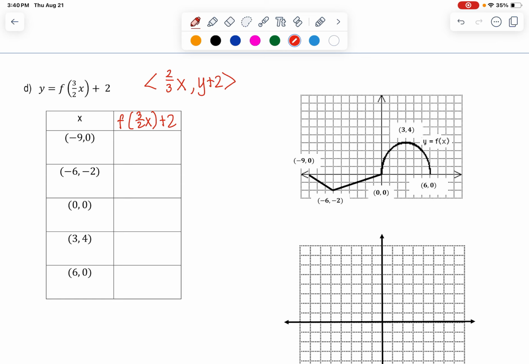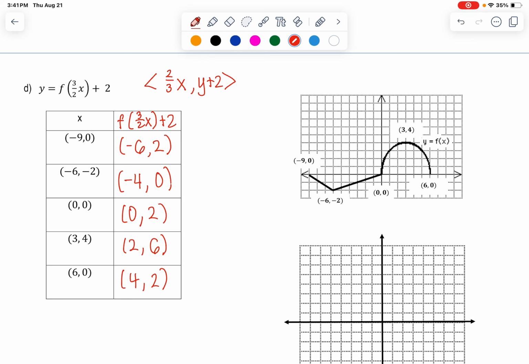All right. So for my x value, I'm going to multiply it by 2 and divide it by 3. Negative 9 times 2 is negative 18. Divided by 3 is negative 6. And then add 2 to 0. Multiply by 2 is negative 12. Divided by 3 is negative 4. Add 2 is 0. Multiply by 2 is 0. Divide by 3 is still 0. Add 2 is 2. Multiply by 2 is 6. Divide by 3 is 2. Add 2 is 6. 6 times 2 is 12. Divided by 3 is 4. Add 2 is 2.